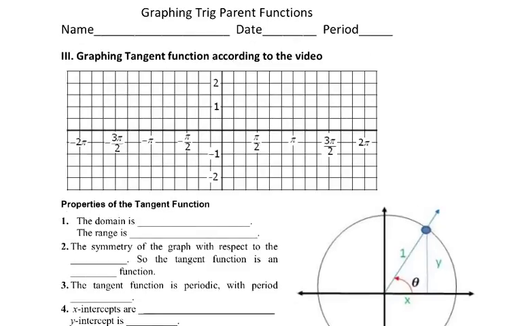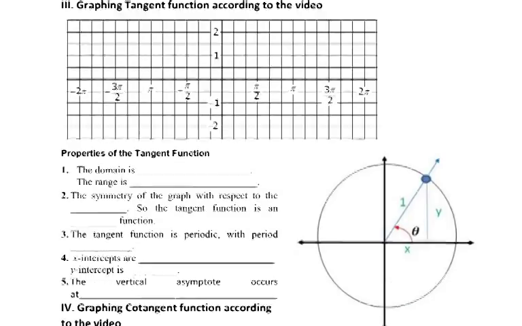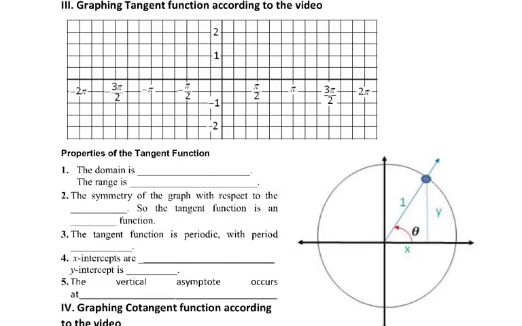This video is about graphing trig parent functions, continued. Now let's graph the tangent function. First of all, you still need to label all the angles. Here's 0, pi over 2, pi, then you have 3 pi over 2, and 2 pi.